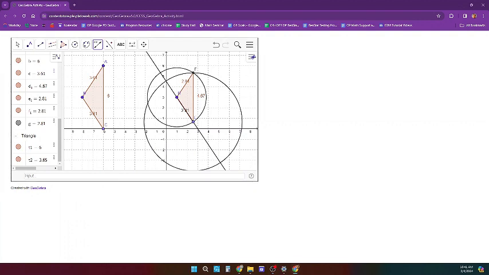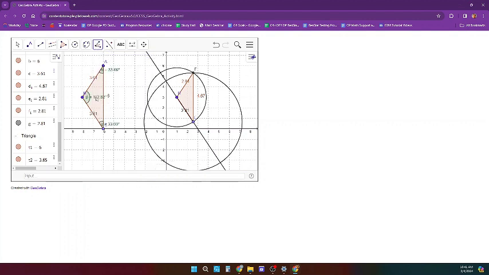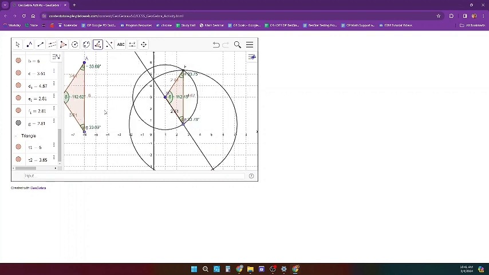For part D, all it asks us to do is to record the measures of the angles of ABC and DEF. So let's see our angles. We click our measure tool, click angles, click in the center to get our angle measurements. Likewise, we're going to do the same thing here. And they are pretty darn close. There's going to be some difference between the angles because of our rounding.